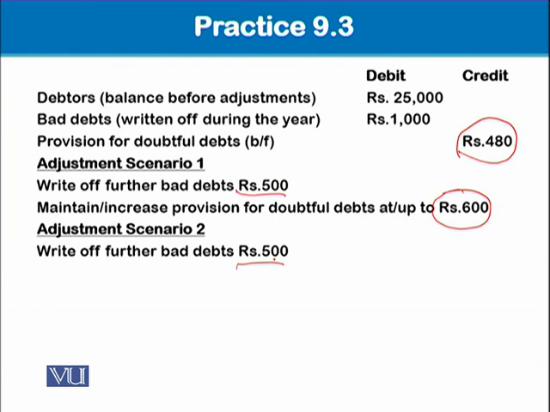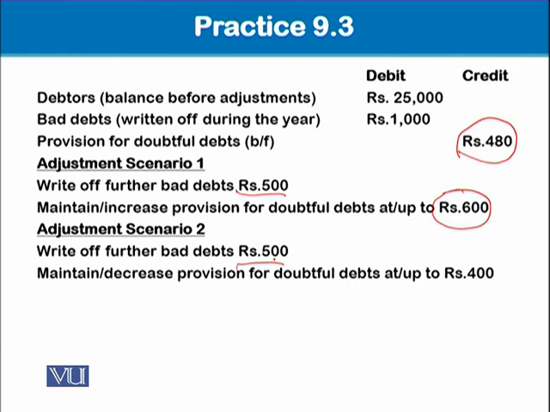The same thing is repeating. But this time, you have to maintain or decrease provision for doubtful debts at or up to 400. Remember, sometimes the examiner or the book uses different terminologies. So don't get confused with up to or at or by. Just see what is the concept behind. Here, the concept is we have to maintain.